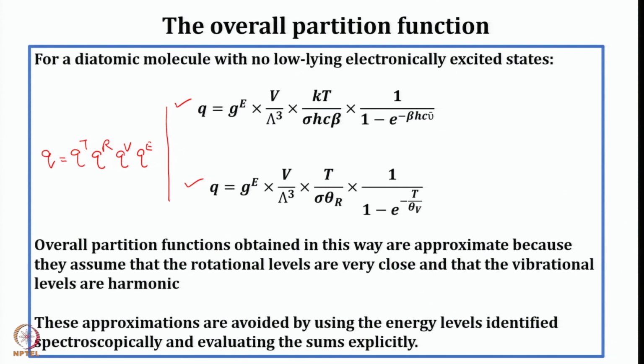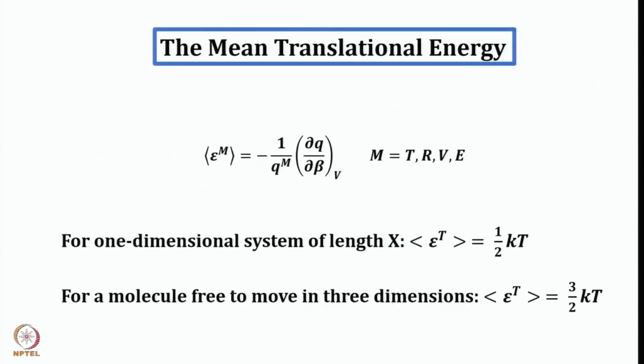So whenever you are dealing with a problem in which the molecule has all degrees of freedom, translational, rotational, vibrational and electronic, you will need to know the overall partition function. Therefore, you will need to evaluate Qt, Qr, Qv, Qe. While evaluating Qr, you need to know whether the rotor is linear or non-linear, because the expressions for the partition function are different.